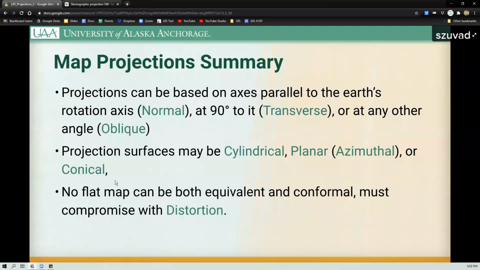So does anybody have questions about any of those fundamental pieces of how we project things before I go on?